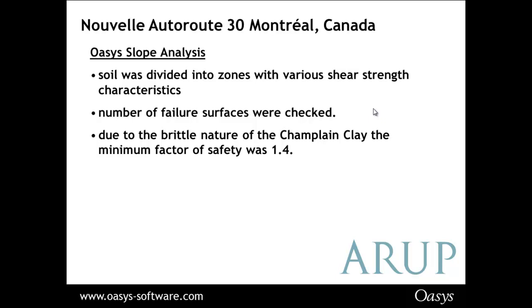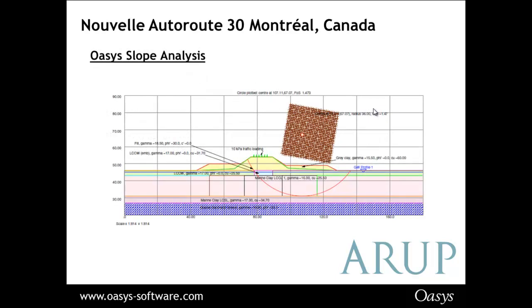So for this particular analysis, Slope was divided into zones with various shear strength characteristics. A number of failure surfaces were checked, and a higher factor of safety was chosen for this project, which is 1.4, and that was due to the brittle nature of the Champlain clay. So this is just an example of the slope stability analysis that the Arup designers produced.